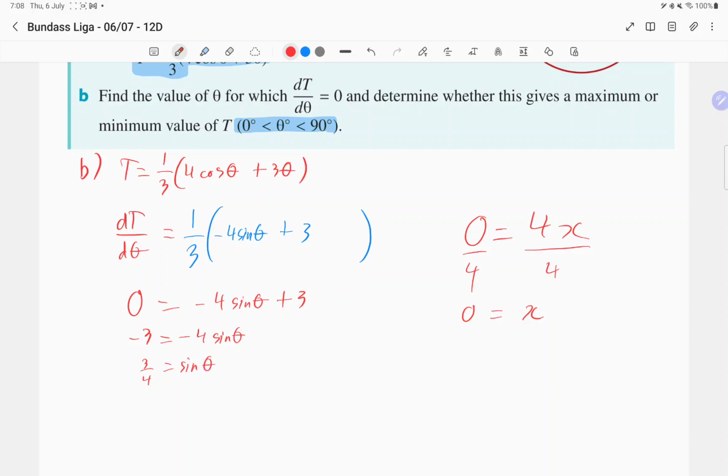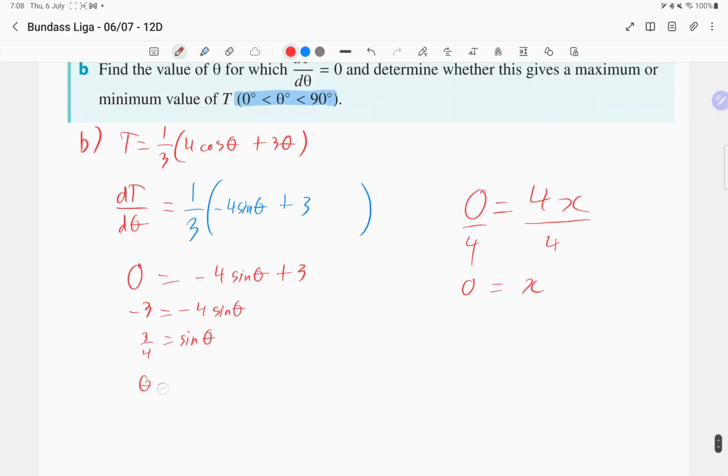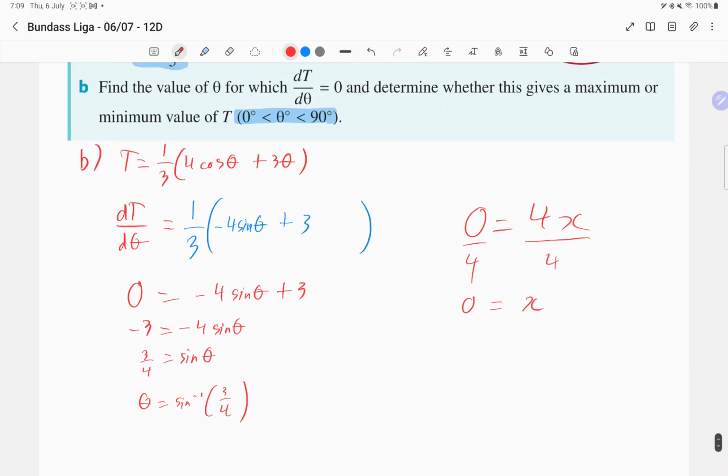And we know that theta is between 0 and 90, so then theta would be inverse sine of 3 over 4. So I think I'll use my calculator. It's in degrees, so make sure your calculator is in degrees, inverse sine of 3 over 4. So that would be 48.5904 degrees to 4 decimal places. Okay, determine whether this gives a maximum or minimum value of T.